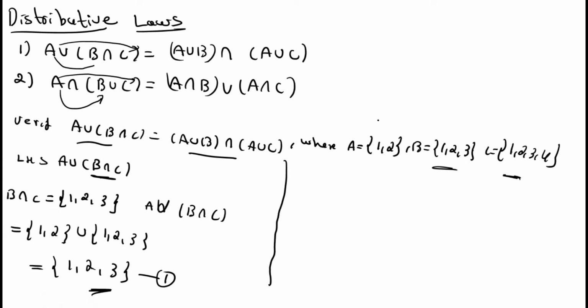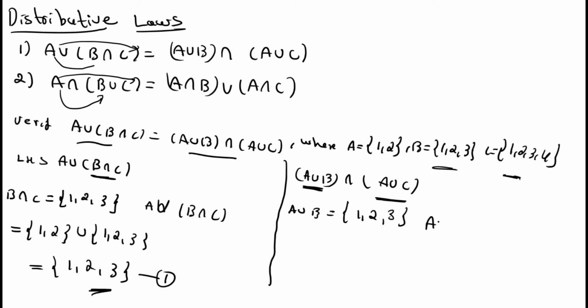Now consider RHS. What is RHS? (A union B) intersection (A union C). First you have to calculate A union B. Then you have to calculate A union C. Then you need to combine using intersection. Calculate A union B: A value is {1, 2}, B value is {1, 2, 3}. 1 and 2 are already written, so 3. Okay.